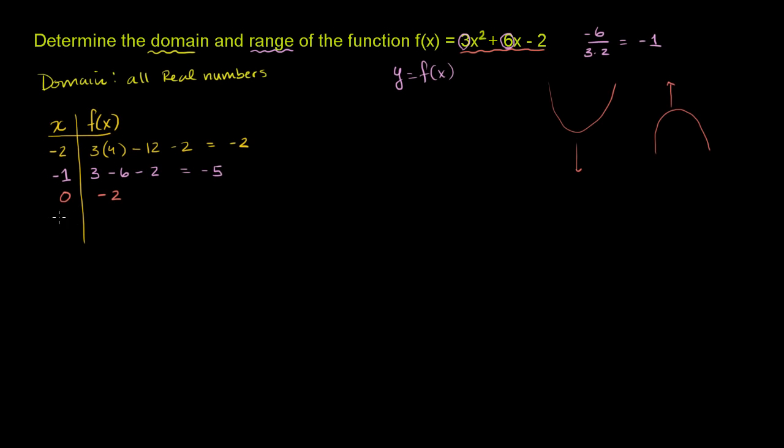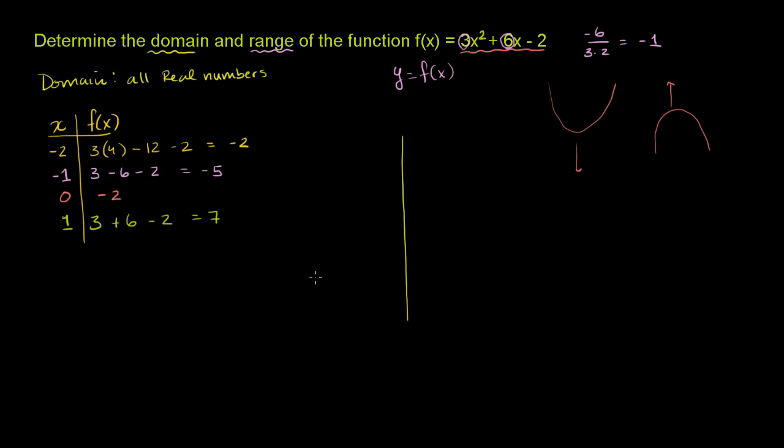We could try, let's do one more point over here. So we could try x is equal to 1. When x is equal to 1, you have 3 times 1 squared, which is 1. So 3 times 1 plus 6 times 1, which is just 6, minus 2. So this is 9 minus 2. It's equal to 7. And that, I think, is enough points to give us a scaffold of what the graph of the function would look like.